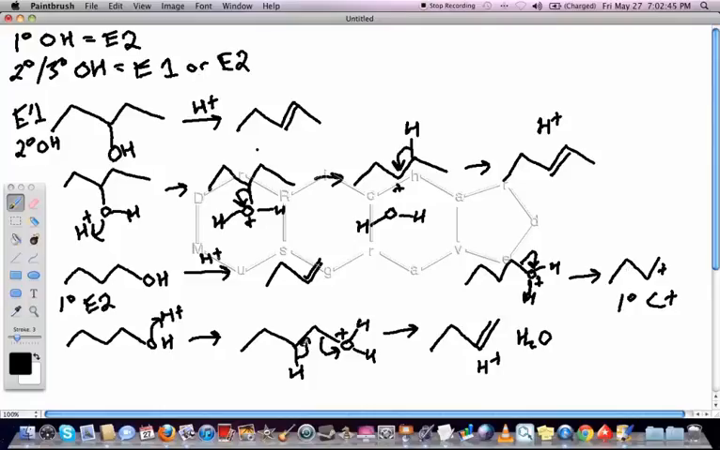In order to avoid the formation of a primary carbocation, it can be done simultaneously, and that's why the E2 mechanism is favored for primary alcohols. The CH will break, leaving the electrons in here, pushing out the water and leaving our double bond compound right here.